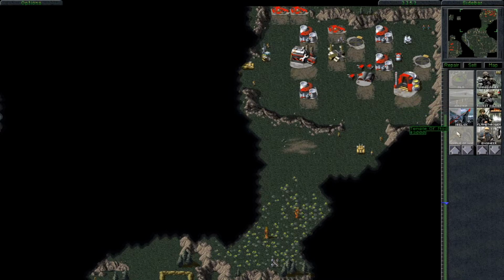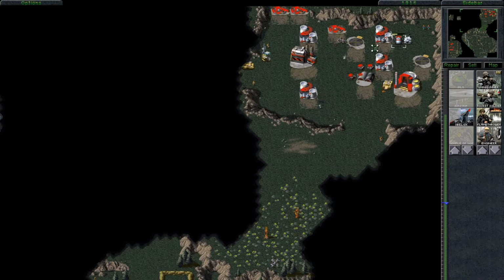So now we can build the Obelisk of Light. It's a very, very fun and good base defense. It's very good for dealing with mammoth tanks. But additionally, the very first thing we can do is command it to destroy the advanced comm center.